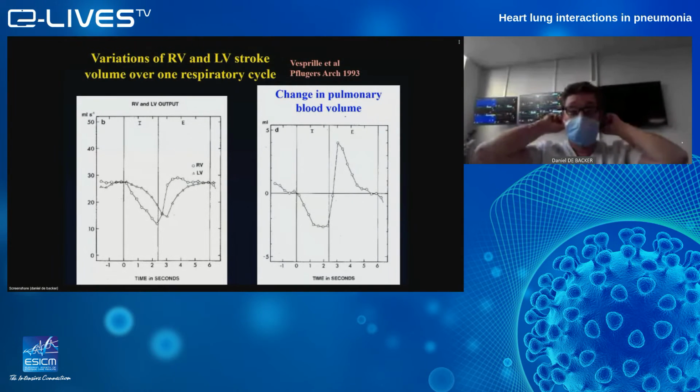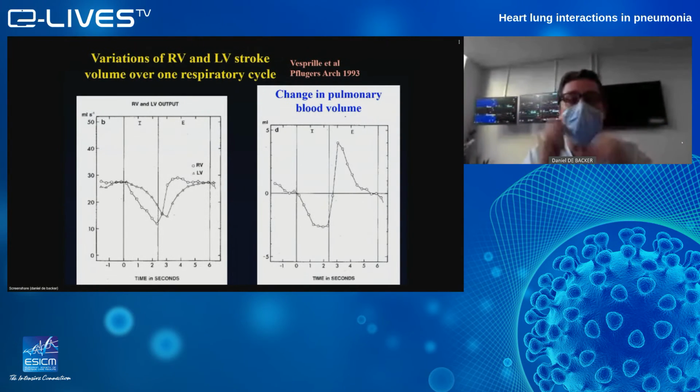And so there is some variation in the left ventricular and right ventricular stroke volume over one respiratory cycle. And this has been very nicely shown by some physiologists from the Netherlands in the early 19th. And this is just one of these measurements showing that indeed the pulmonary blood volume is decreasing during inspiration and increasing again during expiration. At the same time, what you can see is that we have, for the right ventricle, a decrease in stroke volume during inspiration and an increase here during expiration.